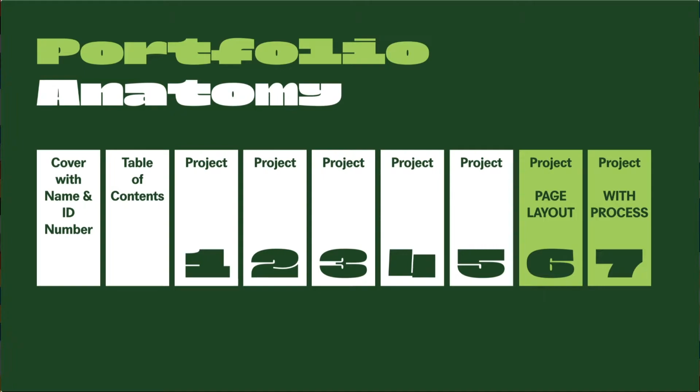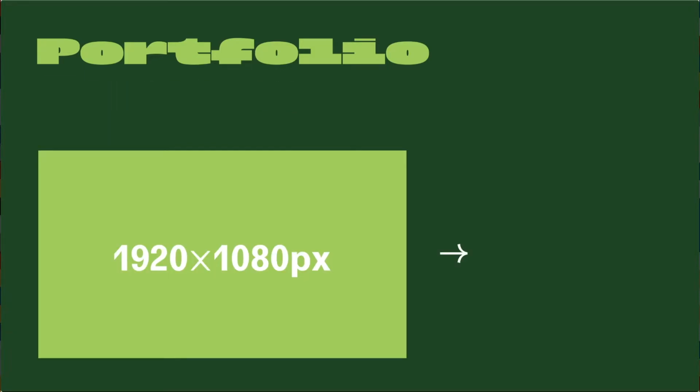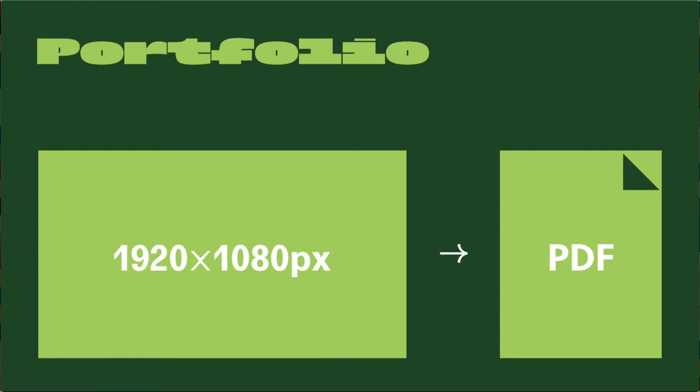So what are the dimensions? What are the specs? Your portfolio is going to be set up as a 1920 by 1080 pixel document. You can do this really, really easily in Adobe InDesign. Open up InDesign, fire up a new document, and when it asks you the intent up at the top of that new document dialog box, just choose web. And you can enter 1920 by 1080 px right from there.